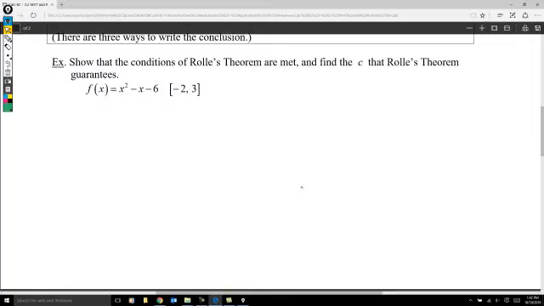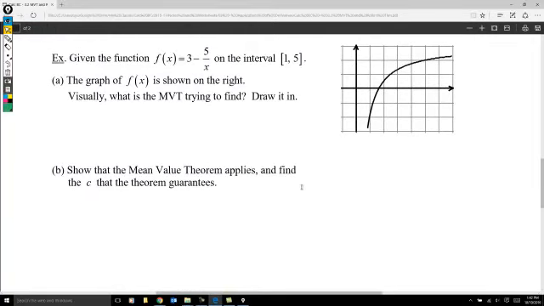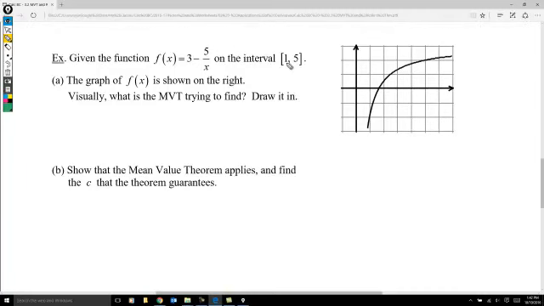All right, moving on. Now I have a graph. So again, let's just practice what MVT means visually. So I'm given this function, and on the graph, I want to show that I know what MVT is trying to find. So first, let's connect the endpoints. So here's my secant, and I know because of MVT that somewhere here, about here probably, my tangent will have the same slope as my secant. So this is what MVT is telling me. Part B asks me to show that MVT applies, and then find the c that the theorem guarantees.